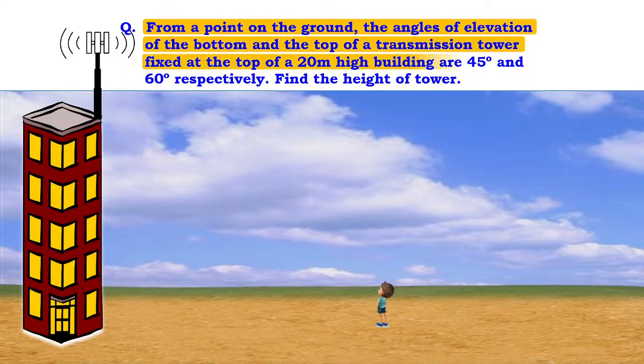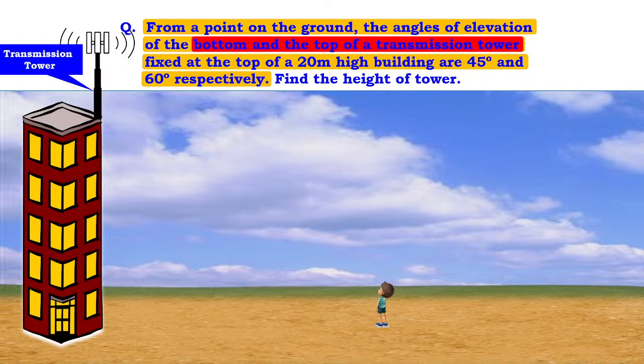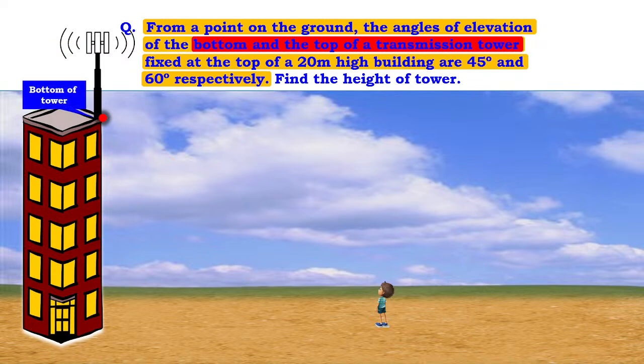So again a guy is looking at the bottom and the top of the transmission tower. First what they are telling, this boy is looking at the bottom of the transmission tower. The same boy is looking at the top of the transmission tower. And what is the angle changing here? 45 and 60. So this is the transmission tower. Can you all see this? Right? Okay. Look, the bottom of the tower and the top of the tower, 2 points we have seen.